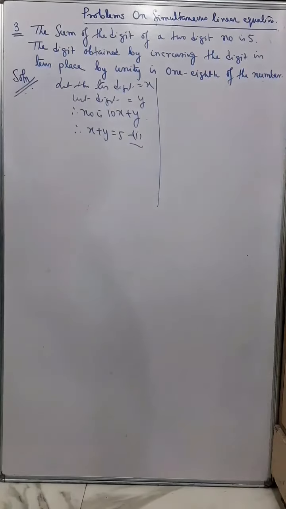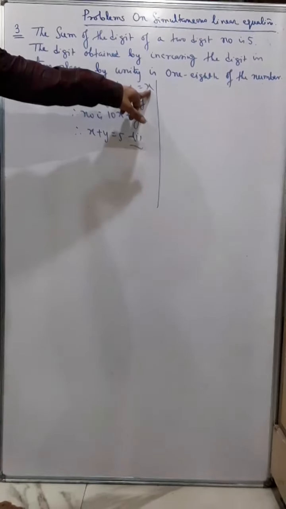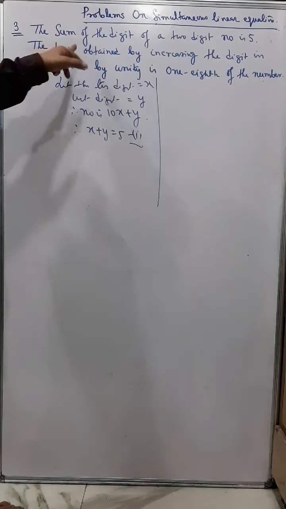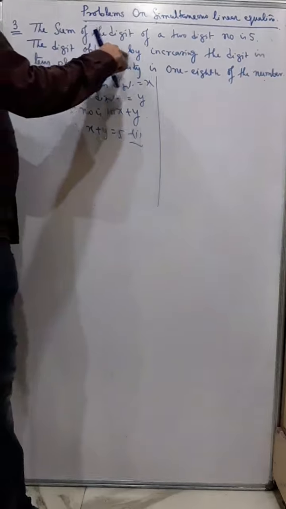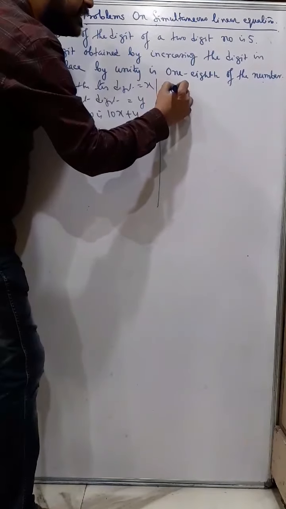And then they told the digit obtained by increasing the digit in the tens place by unity. Now what is the digit in the tens place? Digit in the tens place is x. By unity means 1. So the digit obtained by increasing the digit in the tens place by unity, I can say the increased tens digit is x plus 1. Right? So this is the digit I got according to this.